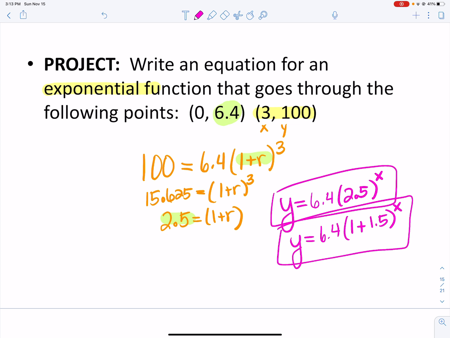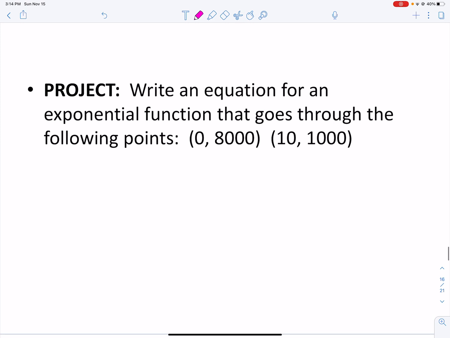Because in the project, it will ask you, what is the growth rate? Well, my growth rate would be 150%. That is my growth rate. And my growth factor, which it doesn't ask, but we might as well talk about it, is 2.5. Okay, so it will ask you in the project, in the rubric, and the paper that I gave to you on Friday has that as one of the questions, like what did you find as the rate? So you will be expected to write one of these 2 equations. Okay, so I would like you to try this one.